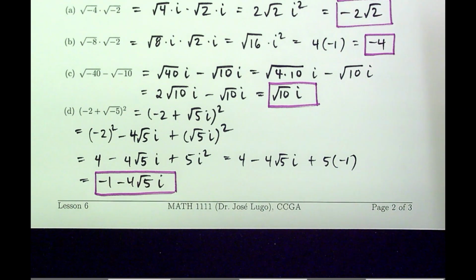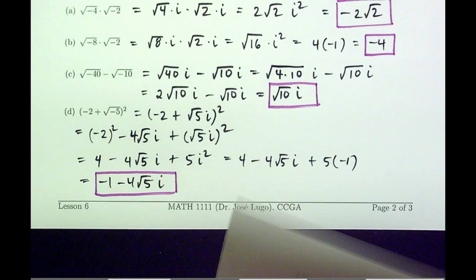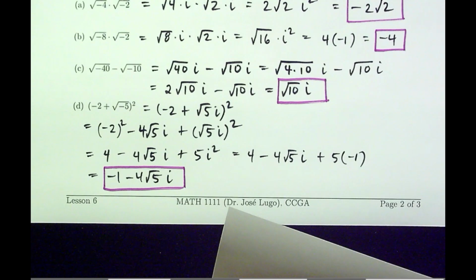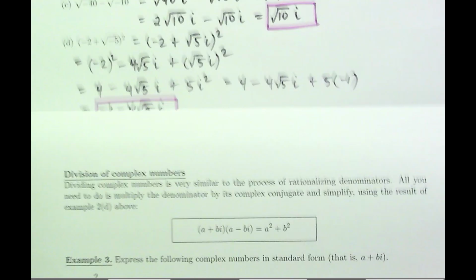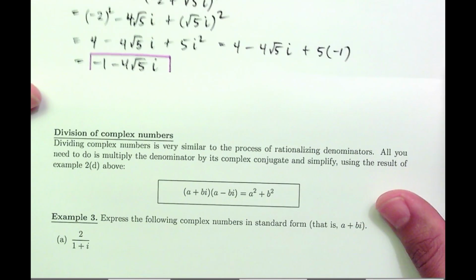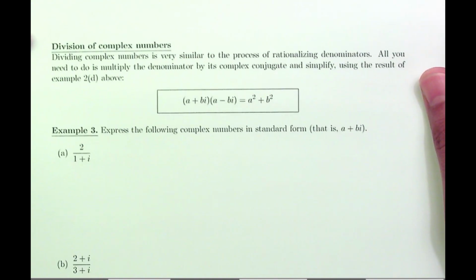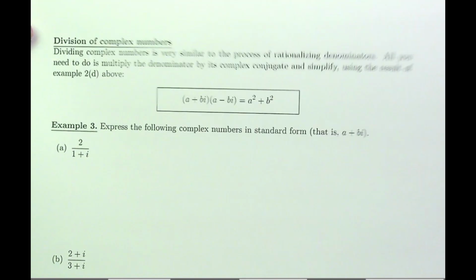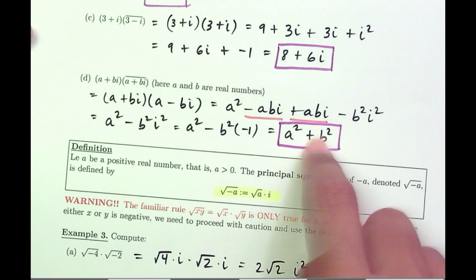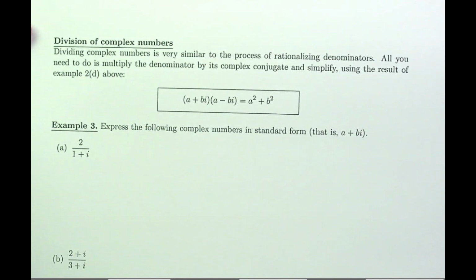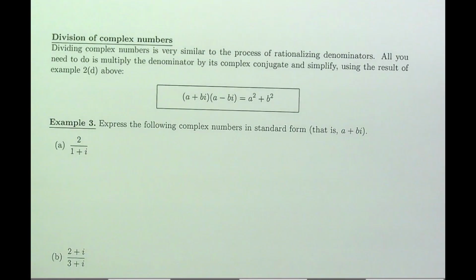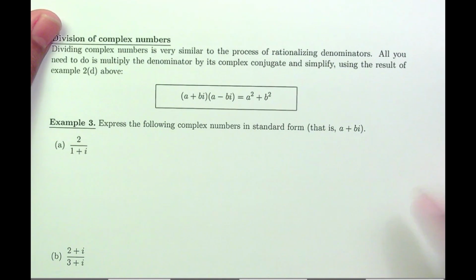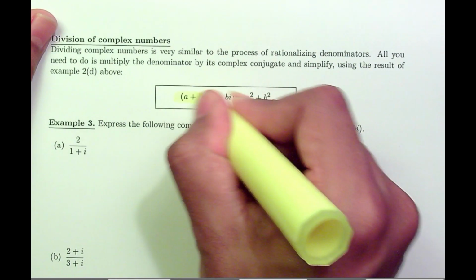Okay, now the last thing about complex numbers is how to divide them. Okay, how do you divide complex numbers? To divide complex numbers, use the formula that I told you about. That was the result of example 2D, that right there. So I wrote it out separately in its own formula because I said it's useful and you should consider memorizing it.